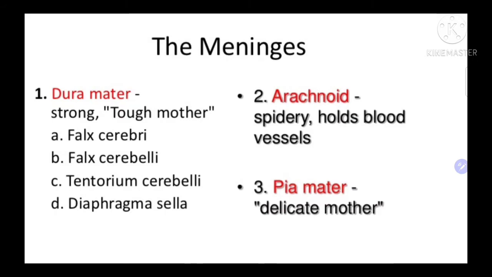So we see here the Dura Mater is the strongest one, okay? And it's gonna have some folds, like the falx cerebri, falx cerebelli, Tentorium cerebelli, and also the diaphragma sellae. The arachnoid, as we say, is spidery, like when the spiders make the web. It also holds the blood vessels. We're gonna find a lot of blood vessels in there, okay? And the pia mater, the delicate one, is very attached to the brain.